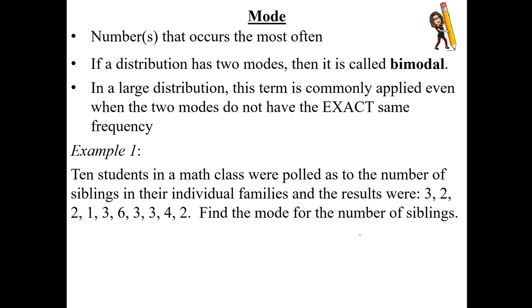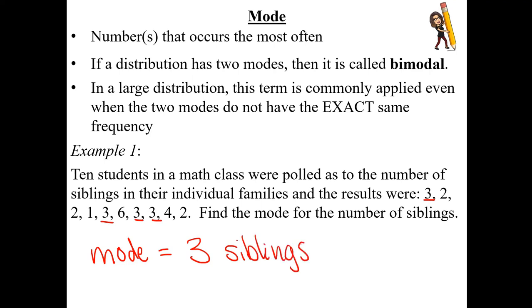All right, here's our same example, the 10 students that were polled for the number of siblings that they had in their families. So it's back to that original data set of 3, 2, 2, 1, 3, 6, 3, 3, 4, 2. We want to find the mode. So out of all these, which one was listed the most often? You can just tell, or sometimes people like to write them again in order to see which one's listed the most often. But it looks like we have 4 3s and 3 2s. So the most often, or the mode, would be again those 3 siblings because it was listed the most in the data set. All right, that is a quick recap on mean, median, and mode.